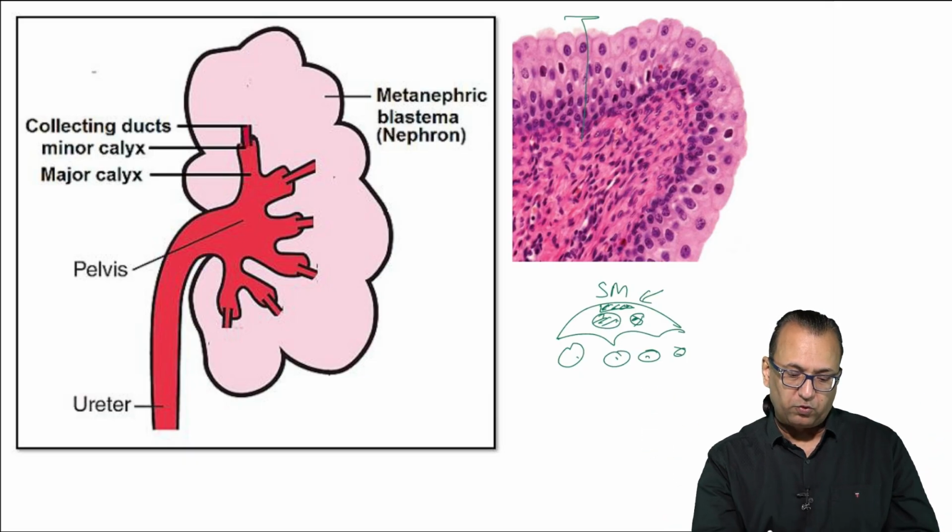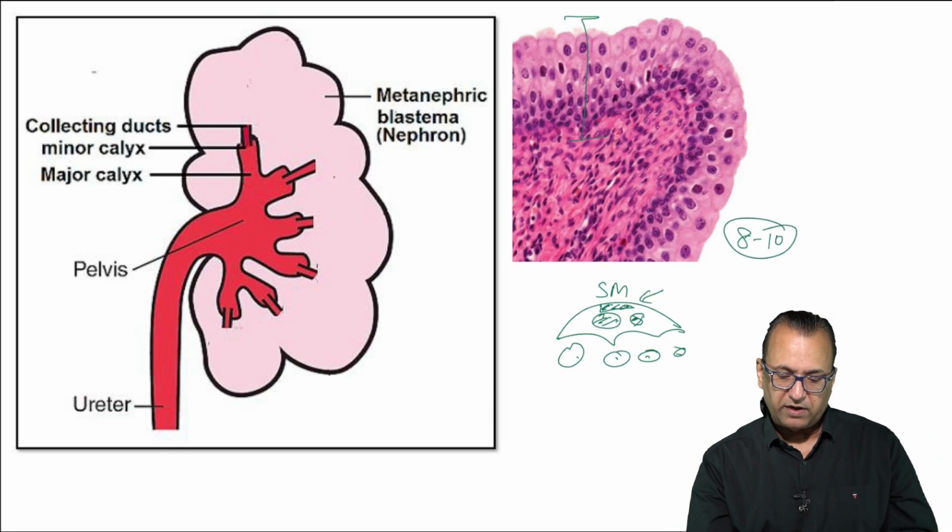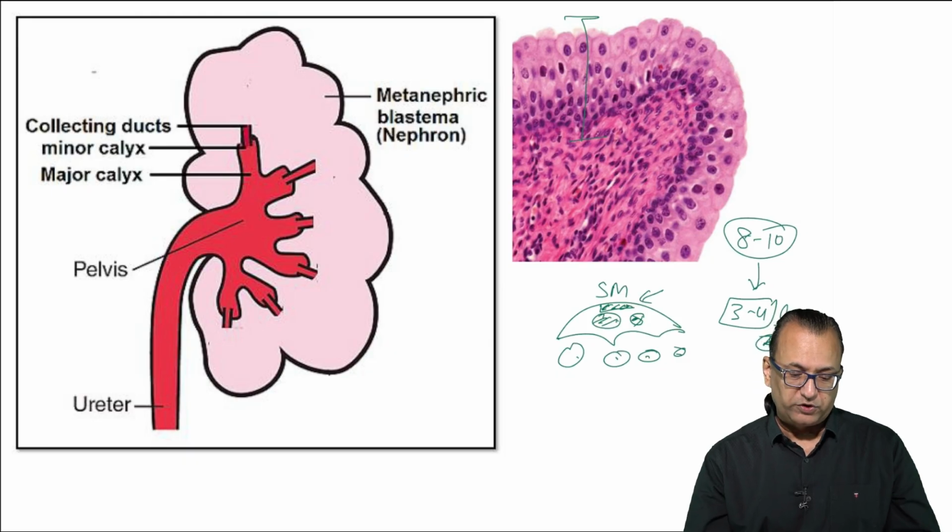They can be 8 to 10 cells thick, but if you have urine, they stretch, and they can become 3 to 4 layers. So layers can reduce. This is transitional epithelium. So where do you see transitional epithelium? Let us draw the diagram.